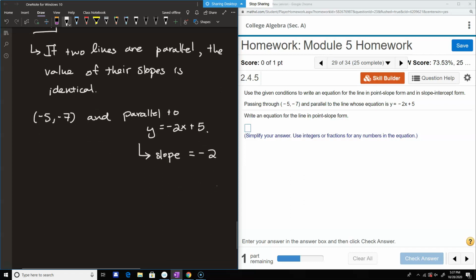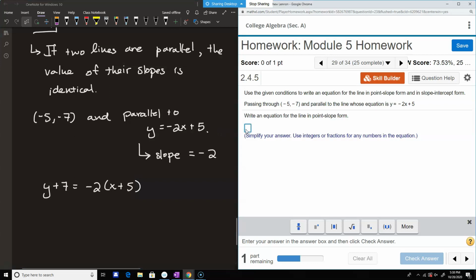So we could do this either way. We could use point slope, or we could use just slope-intercept. Let's go ahead and use point slope, since that's what we've been doing today. So we would have y minus the y coordinate. So y minus -7 is y plus 7. And that will equal our slope, -2 times x minus -5, which is x plus 5. So that is the point slope form. Y plus 7 equals -2 times x plus 5.